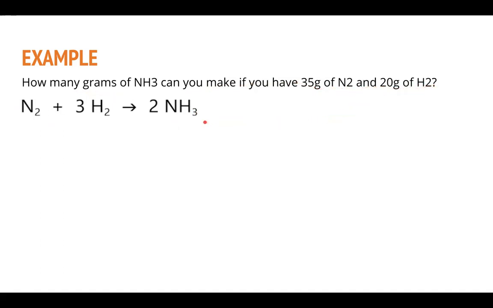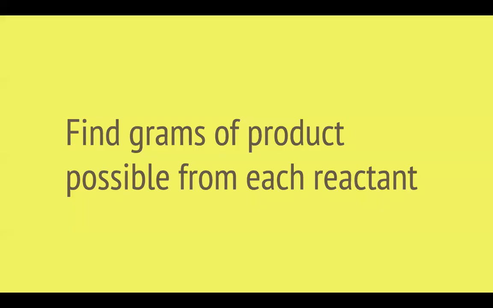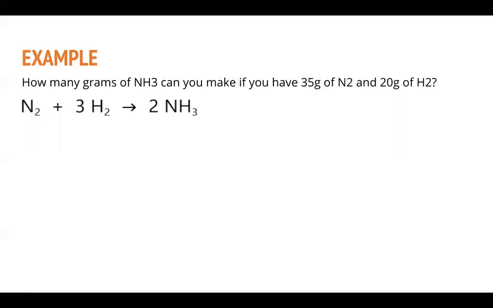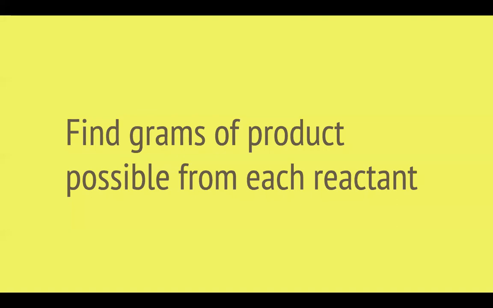The first thing we need to do is find the limiting reactant. I'm going to take you through 3 different ways that you can find the limiting reactant, and you just pick your favorite. You can use any of them, it doesn't matter which, they're all going to have the same result, just a slightly different way of getting there. The first one: for this question, we're looking for grams, so we're going to find the grams of product possible from each reactant that we're given.